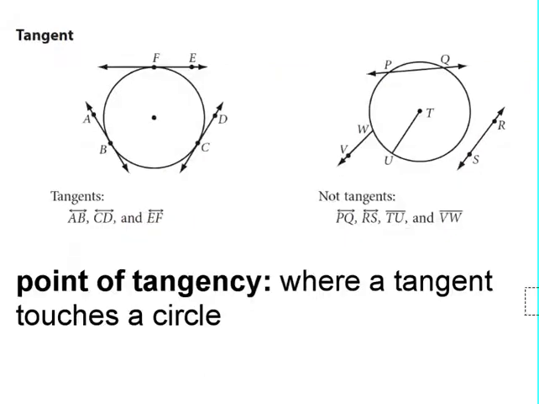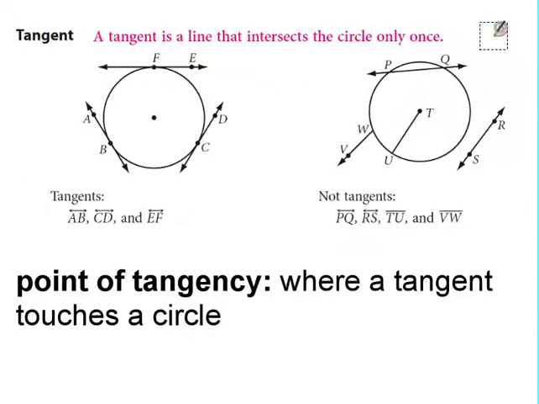Okay, tangent. Let's look at what a tangent is. First of all, what is a tangent? It is a what? Line. That what? With one point touching the circle. A tangent is a line that intersects the circle only once. It only touches the circle once. We have a point of tangency, and that is where a tangent actually touches the circle.